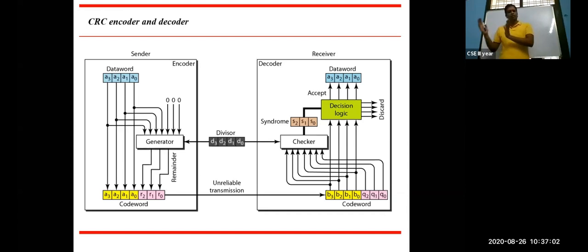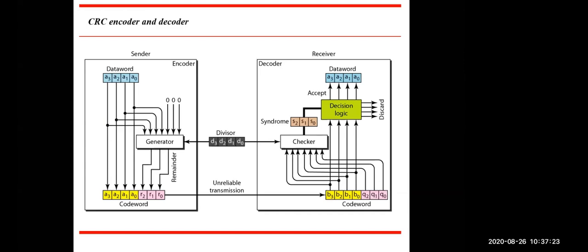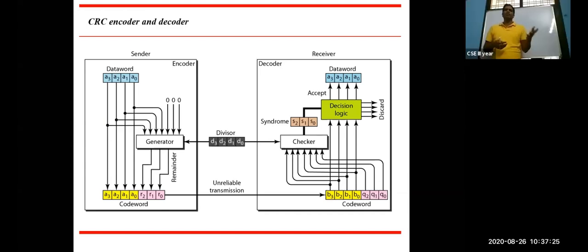The receiver will now take those received 7 bits and put them to a checker. 7 input bits are put to the checker. The checker uses the same divisor. Look at that, the gray one is again given to the checker side. It uses the same divisor to divide. It generates a syndrome. See how many syndrome bits are generated? n-1 again. If the divisor is n bits, n-1 syndrome bits are generated.